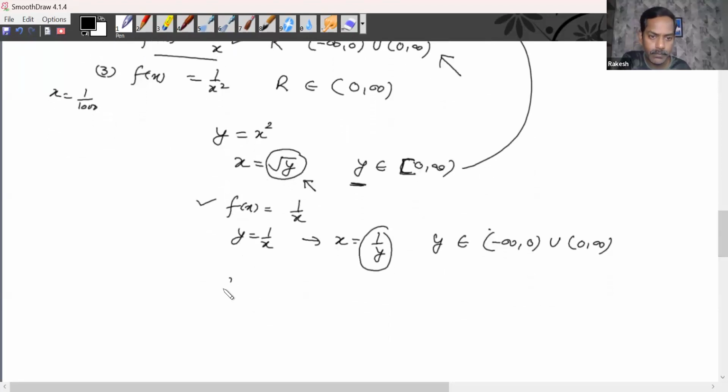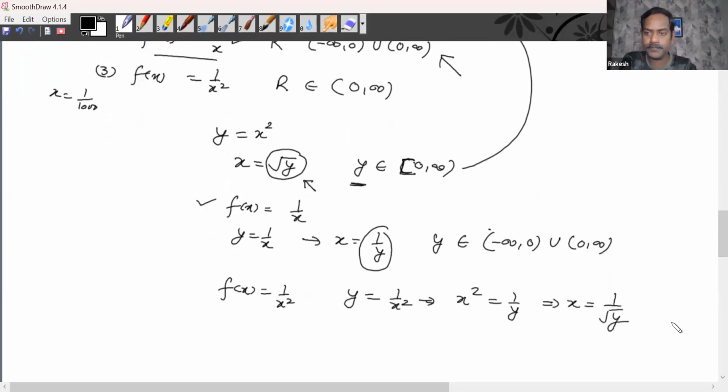Come to this. f of x is equal to 1 over x square. We can say that y is 1 over x square. We can say that x square is equal to 1 over y. We can say that the value of x is 1 over under root of y, right? Now again focus on this and try to think what could be the domain of y. The domain of y would be that y cannot take 0, right? Otherwise this is not defined. y has to be always positive. So y will take all the values from 0 to infinity excluding 0. That is what we have got here.